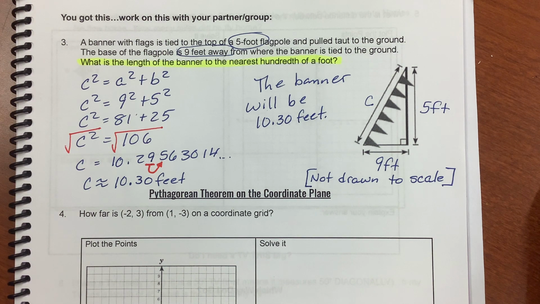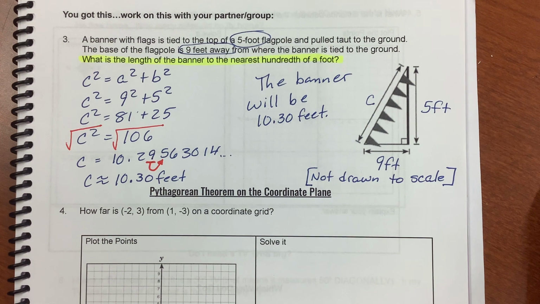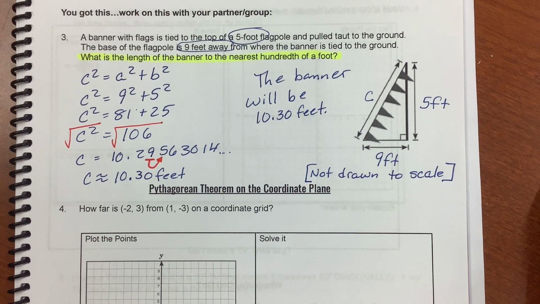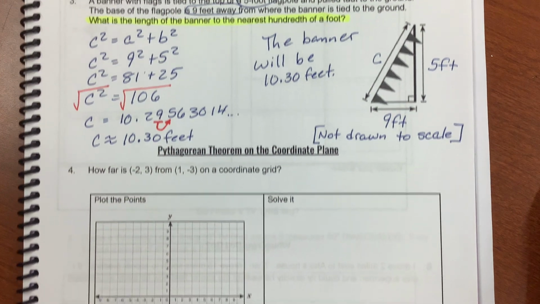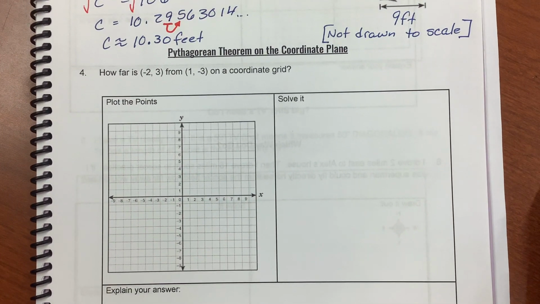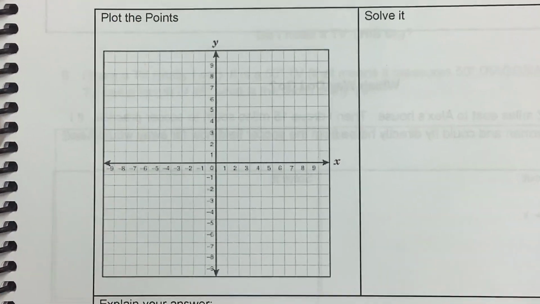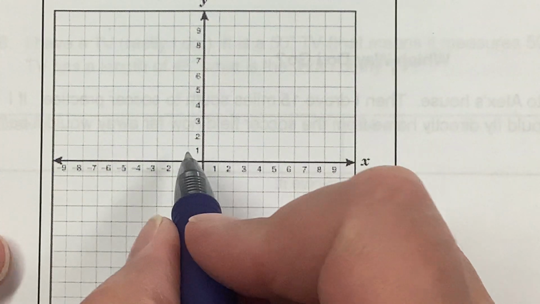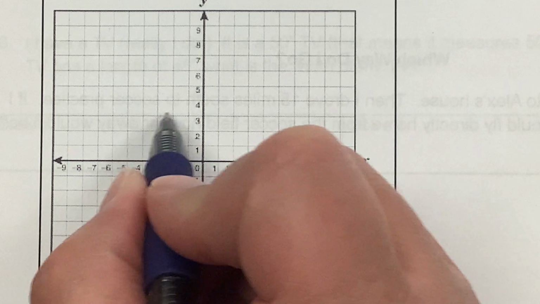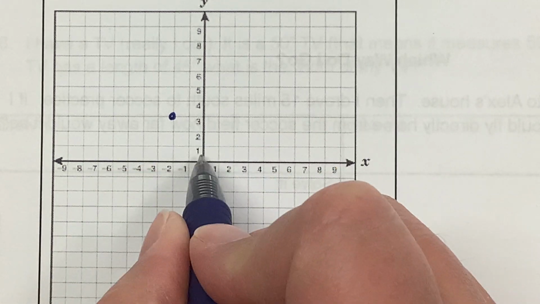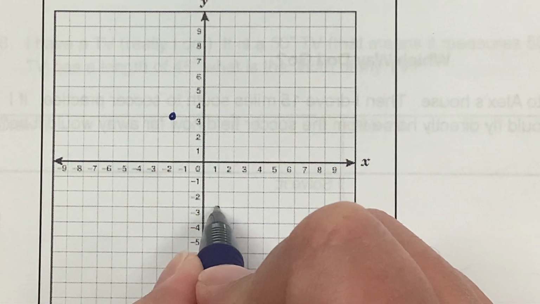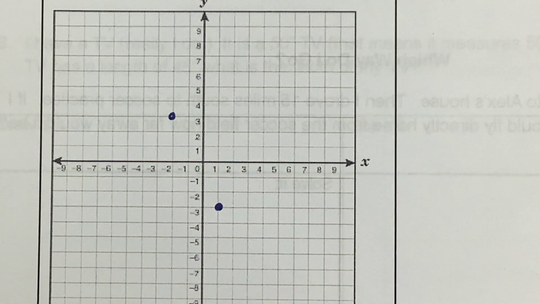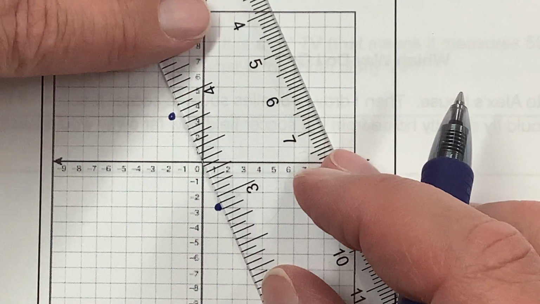Let's look at the next one. Pythagorean theorem on a coordinate plane. How far are -2, 3 from 1, -3? I'm going to make this nice and big so you can see what I'm doing. Here we go. -2, 3 is here, and 1, -3 is down here, and I'm going to connect those 2 points together.